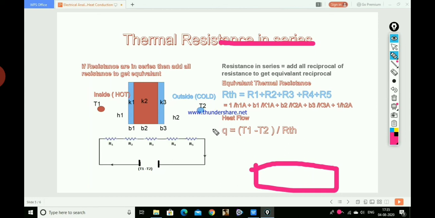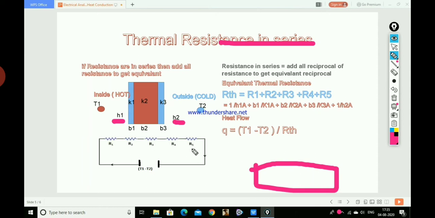Now, because air is present around the wall, inside and outside, there is convection. So convective heat transfer coefficients H1 and H2 are also present there. Now remember that the number of coefficients equals the number of resistances. So here we have coefficients 1, 2, 3, 4 and 5, so we have 5 resistances: R1, R2, R3, R4, R5.